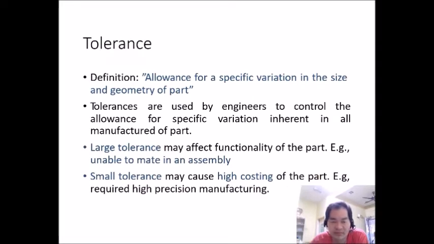What is tolerance? It means allowance for specific variations in the size and geometry of a part. Tolerances are used by engineers to control the allowance for specific variations inherent in all manufacture of parts. Large tolerance may affect functionality of the part, for example, being unable to mate in an assembly. And small tolerance may cause high costing of the part, for example, requiring high precision manufacturing.